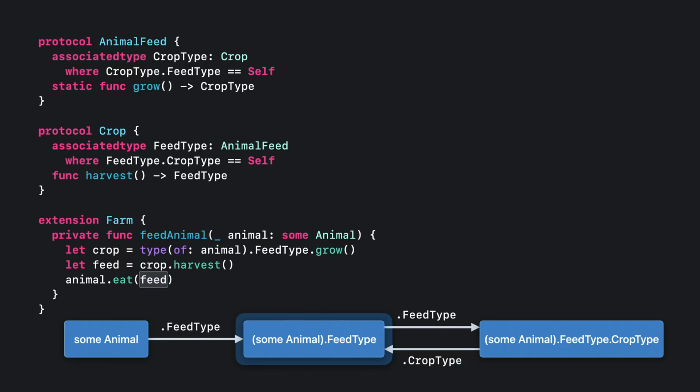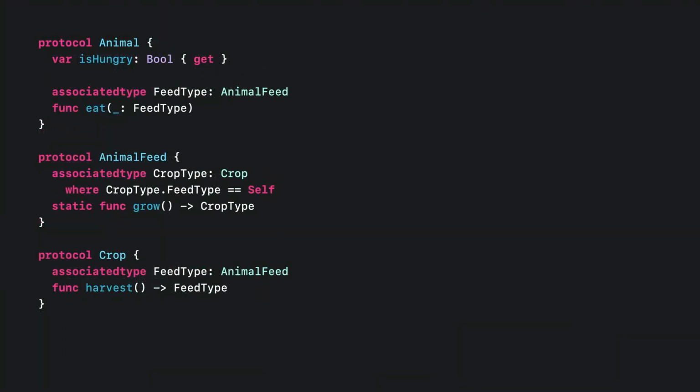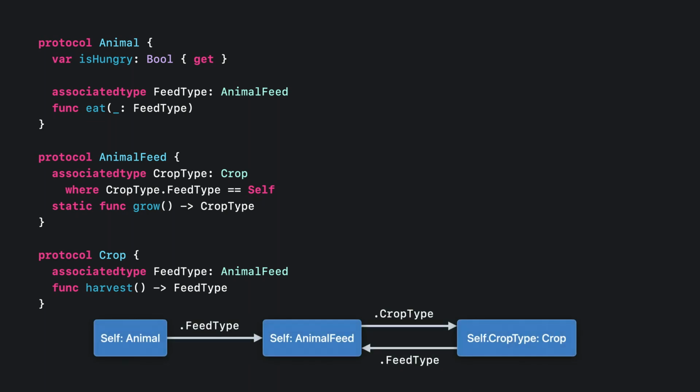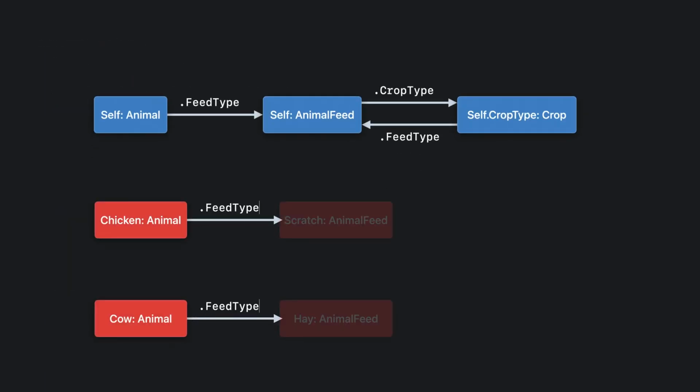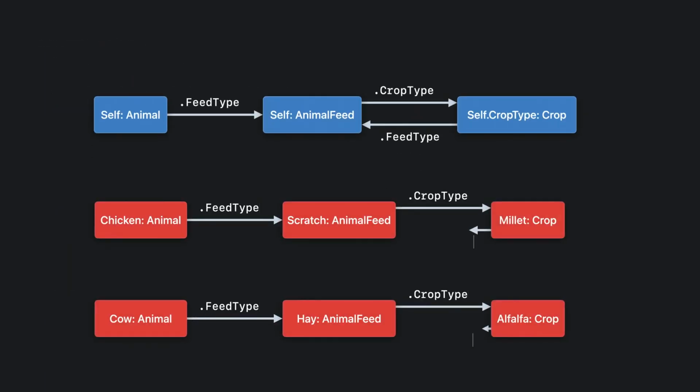Finally, let's look at an associated type diagram for the animal protocol, which pulls together everything we've seen so far. Here are the two sets of conforming types. First, we have cow, hay, and alfalfa. Second, we have chicken, scratch, and millet. Notice how our three protocols precisely model the relationships between each set of three concrete types.